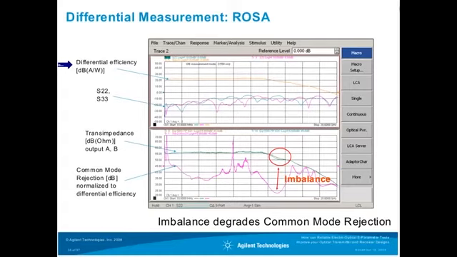But if you really want to know the performance of this component with respect to the balanced, push-pull operation, you can then calculate the common mode rejection, which is normalized to the differential efficiency. And if you look at the individual responses of the transimpedances, you really see an imbalance, which results in a strong decrease of the common mode rejection of this device.